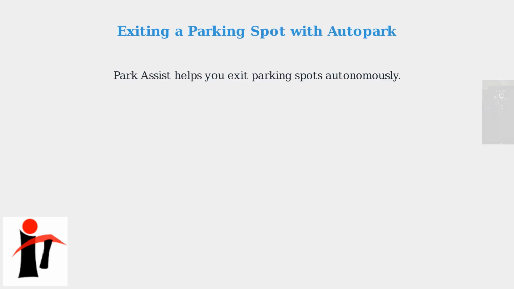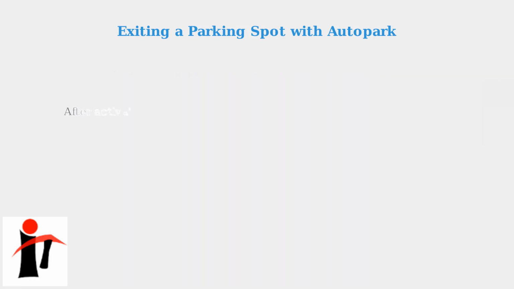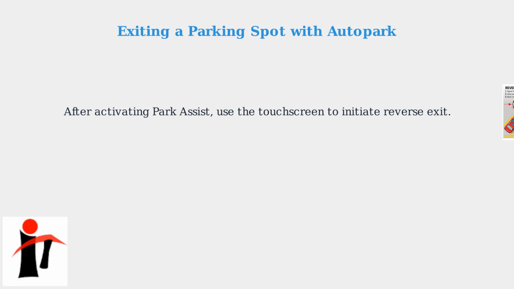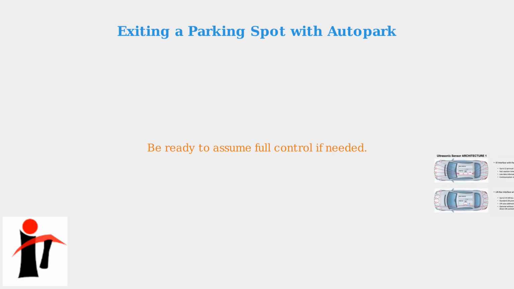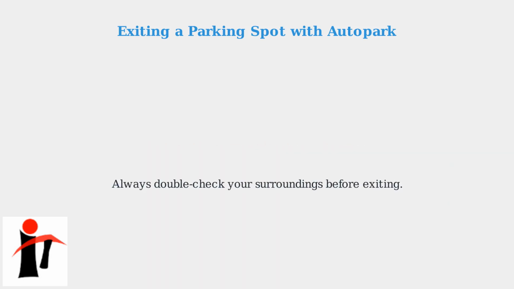Park Assist can also help you exit a parking spot. After activating Park Assist, the system can reverse out of certain parking spots autonomously. Use the touchscreen to initiate this function. The system will guide the vehicle backwards out of the spot. Be ready to assume full control if needed. The driver must monitor the process and be prepared to intervene. Always double-check your surroundings before fully exiting the parking space to ensure safety.